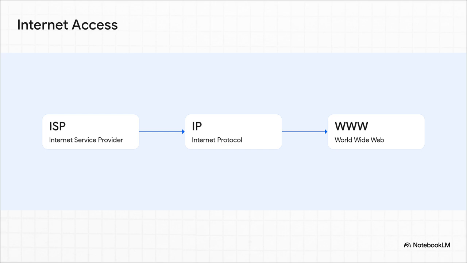That's your ISP, your internet service provider, the company granting you access to the network. Step 2, to actually communicate across that network, your data has to follow a strict set of global rules, so every single device understands each other. That is your IP, or Internet Protocol. Step 3, by strictly following that universal protocol, your device can successfully navigate to its destination, the WWW, the vast and interconnected World Wide Web.